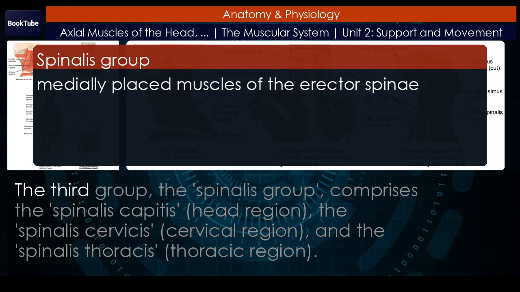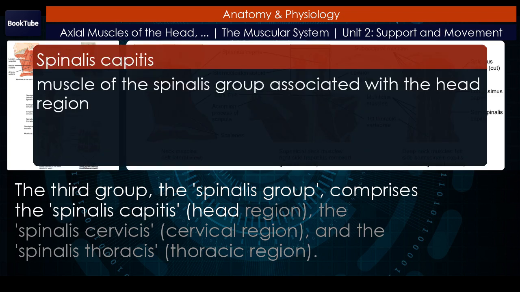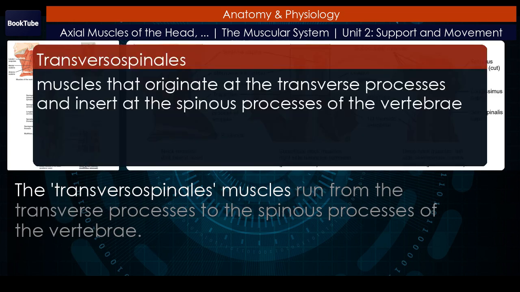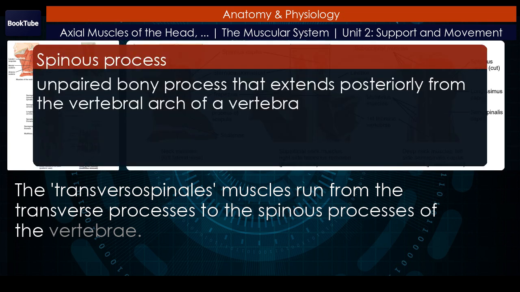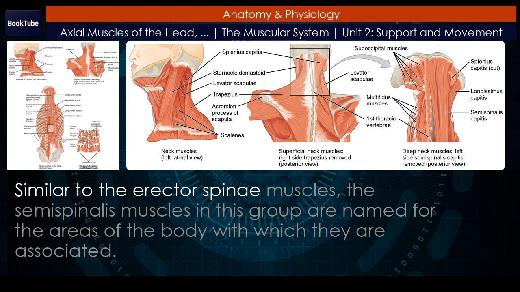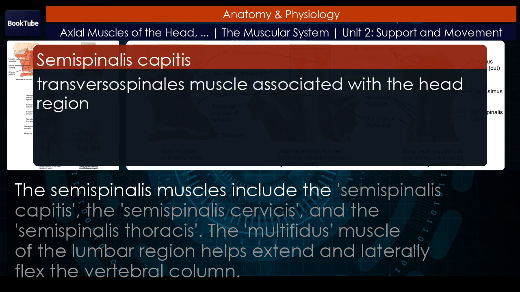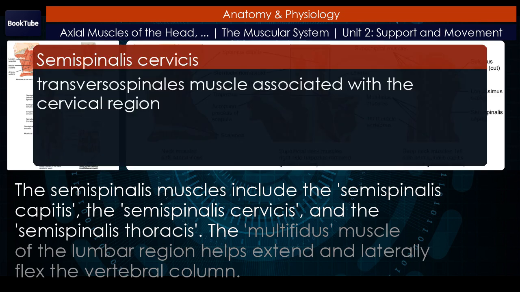The third group, the spinalis group, comprises the spinalis capitis, head region, the spinalis cervicis, cervical region, and the spinalis thoracis, thoracic region. The transversospinales muscles run from the transverse processes to the spinous processes of the vertebrae, similar to the erector spinae muscles. The semispinalis muscles in this group are named for the areas of the body with which they are associated. The semispinalis muscles include the semispinalis capitis, the semispinalis cervicis, and the semispinalis thoracis.